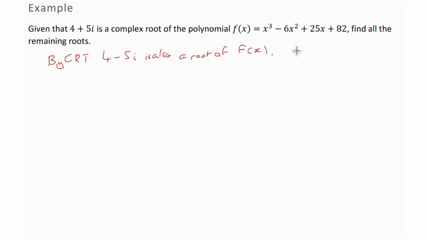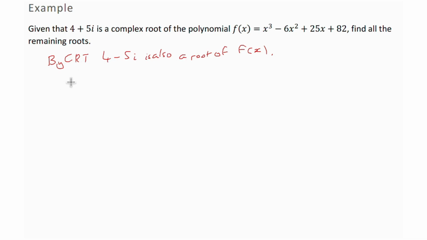We found 2 of them already. Now we need to find the third one, which we know has to be real. It has to be real because conjugate complex roots come in pairs because of the conjugate root theorem. And because we can't have another pair, there's only one root left, it has to be real. So now we're going to find that last root.